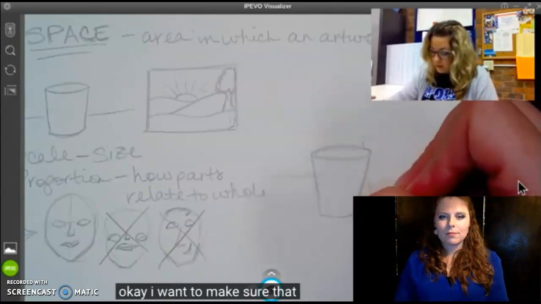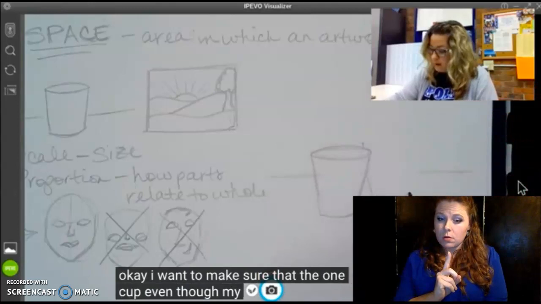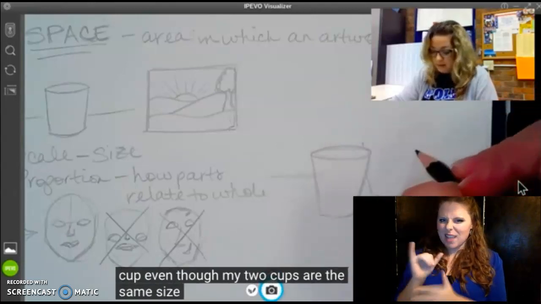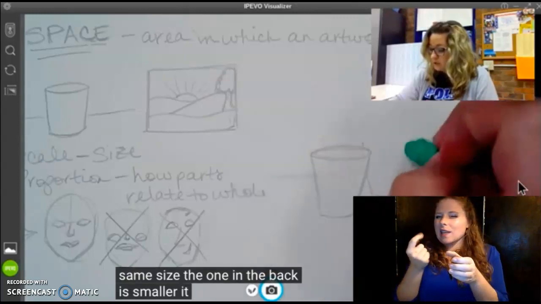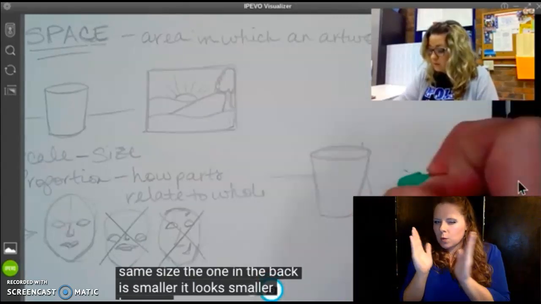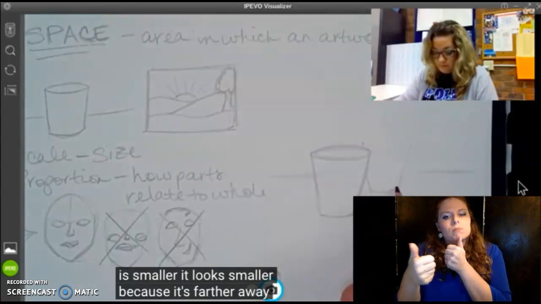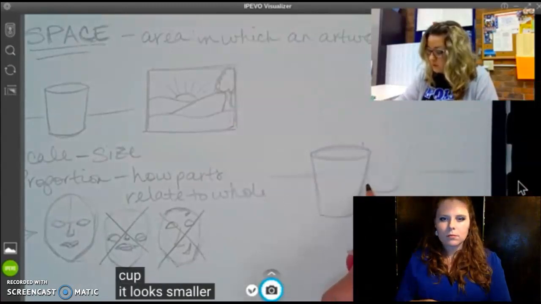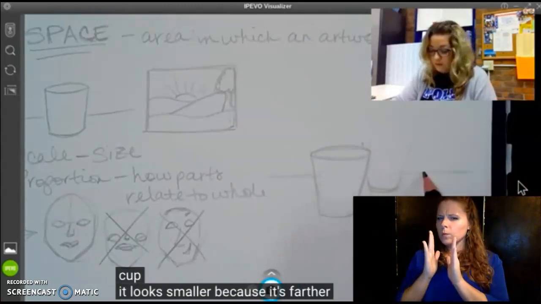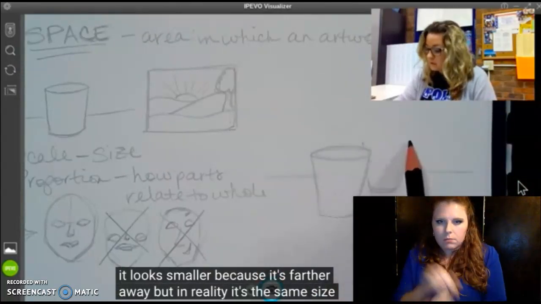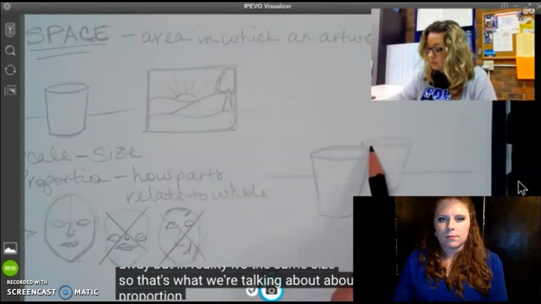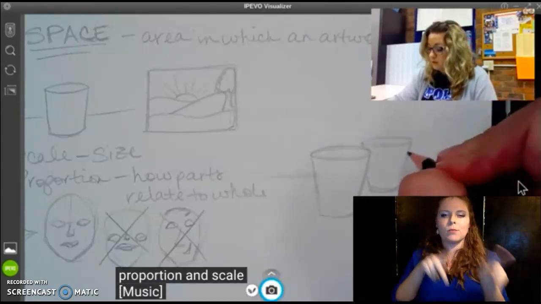Okay, I want to make sure that the 1 cup, even though my 2 cups are the same size, the one in the back is smaller. It looks smaller because it's farther away. Okay, so this cup looks smaller because it's farther away, but in reality, it's the same size. So that's what we're talking about, proportion and scale.